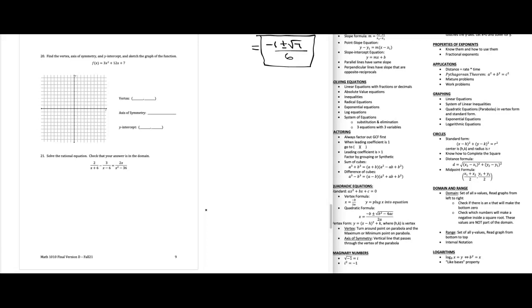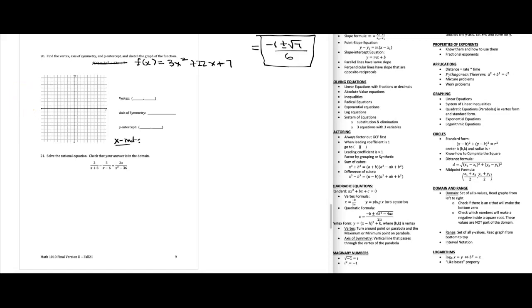Okay, so find the vertex, axis of symmetry, and y-intercepts. Sometimes they ask for x-intercepts, so I want to find those as well. I'm going to use a slightly different one, because if they ask for x-intercepts, they'll make it nice to factor. They would give you something like f of x equals 3x squared plus 22x plus 7.